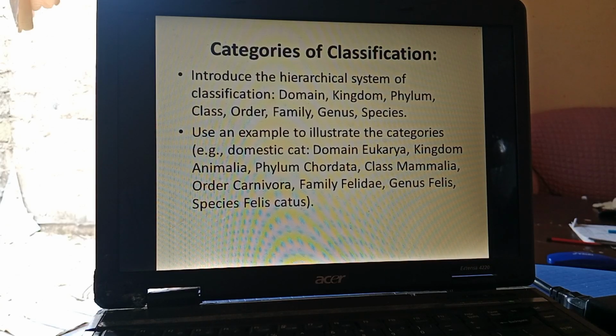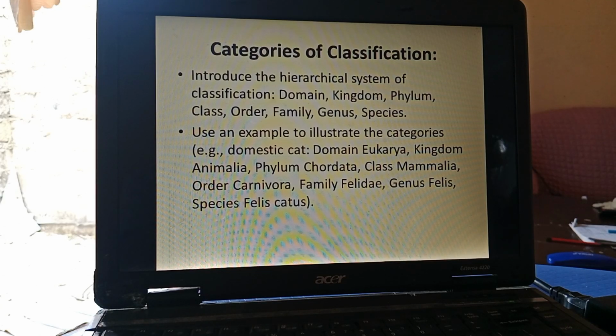For example, the domestic cat: the domain is Eukarya, kingdom is Animalia, all right? Phylum is Chordata, class is Mammalia, order is Carnivora, family is Felidae, genus is Felis, and therefore the species is known as Felis catus. So the domestic cat is internationally known as Felis catus.